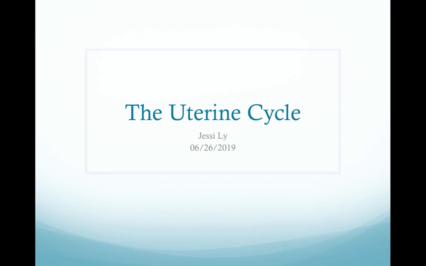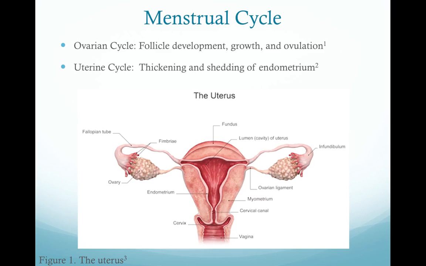In this presentation, I will be going over the processes that occur during the uterine cycle. The menstrual cycle consists of two cycles, the ovarian cycle and the uterine cycle. The ovarian cycle focuses on ovarian follicle development, growth, and ovulation, which occurs in the ovaries, whereas the uterine cycle focuses on the thickening and shedding of the endometrium in response to the ovarian cycle, which occurs in the uterus. Although we will be talking about the ovarian cycle, our main focus will be on the uterine cycle.